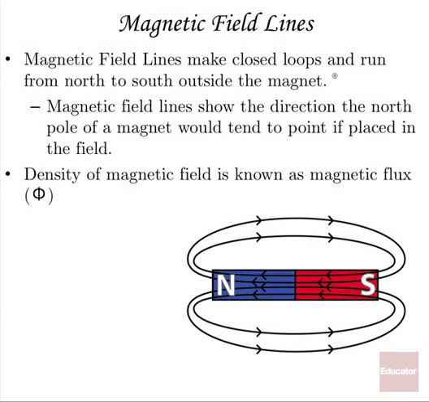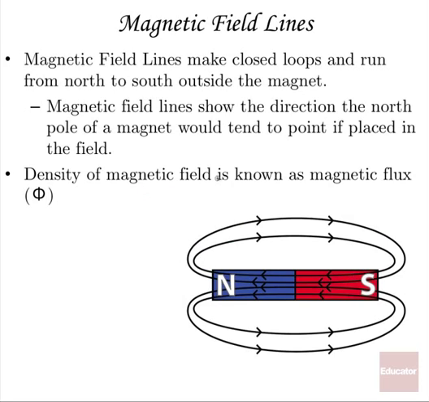Now, there are no magnetic monopoles. Again, you can't have a north without a south, or a south without a north. Magnetic field lines make closed loops and run from north to south outside the magnet. Very similar to electric field lines, magnetic field lines run from north to south. They continue through the magnet, but outside the magnet, they always run from north to south.